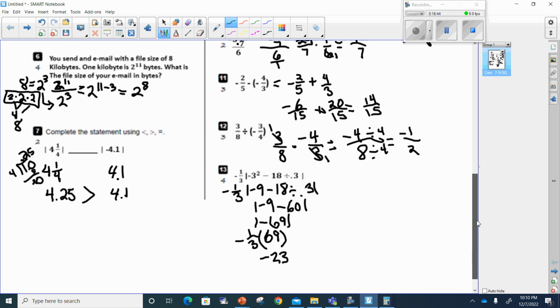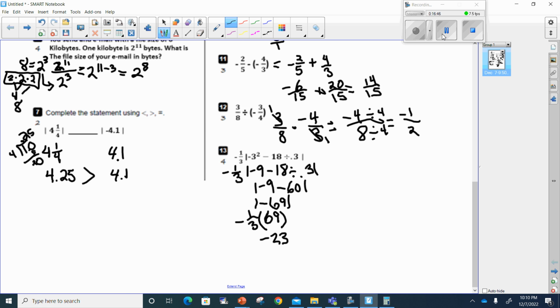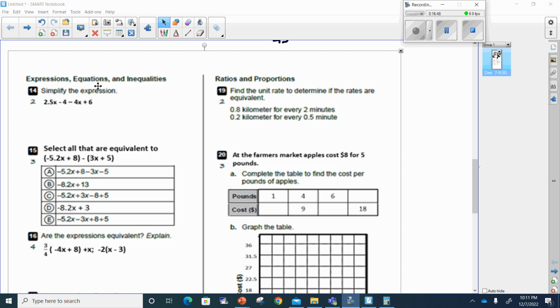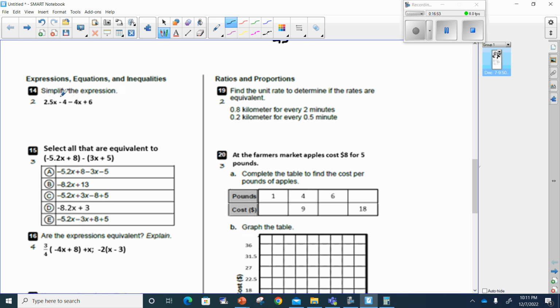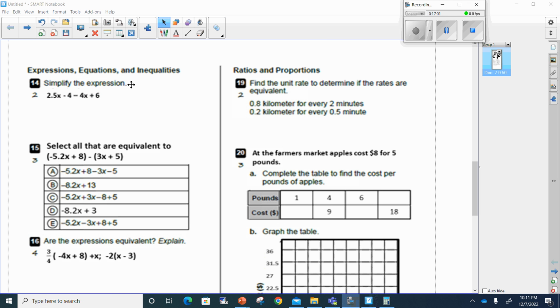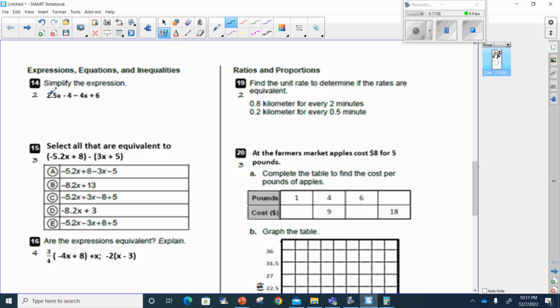All right, let's go on to number 14. Number 14 says to simplify the expression. When I simplify this, I realize that I have two numbers on this. There's no equal sign here. Hold on one second. I gave myself a little more room to work. That means I'm combining these terms. I've got 2.5x.